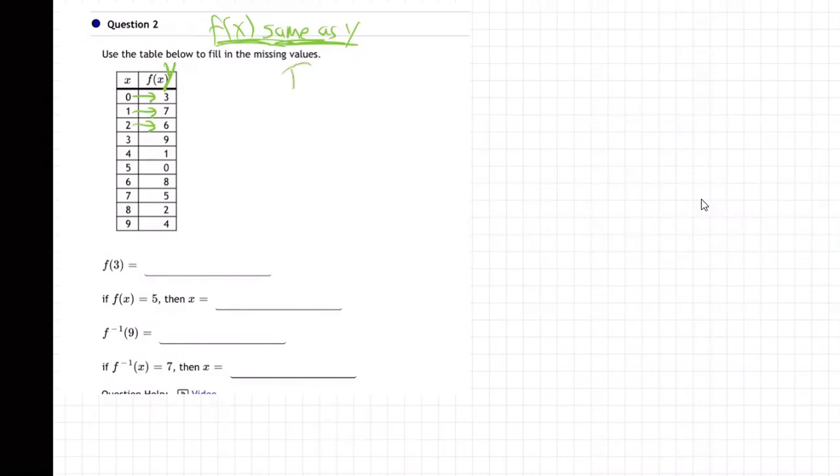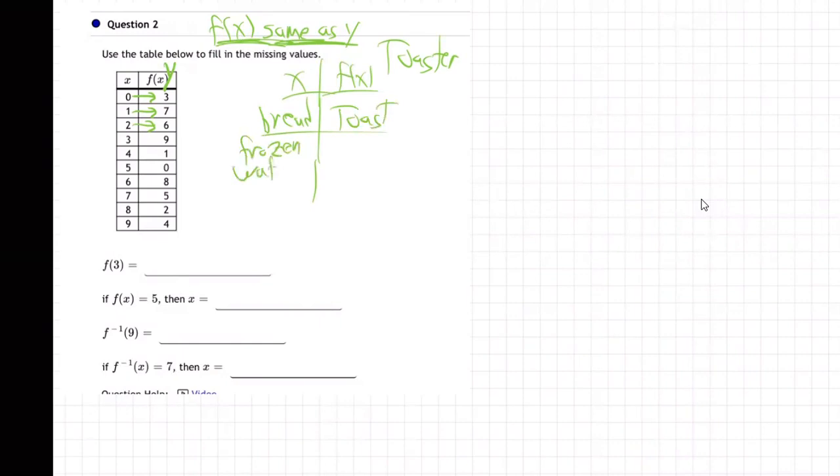Like I could say, okay, I've got a toaster. I could say I've got some x values and some f of x values for the toaster function. I know it sounds crazy, but I think it'll help. I could say you put in bread, you get out toast. You put in frozen waffles, you get out toasted waffles, etc. Right? Making sense?